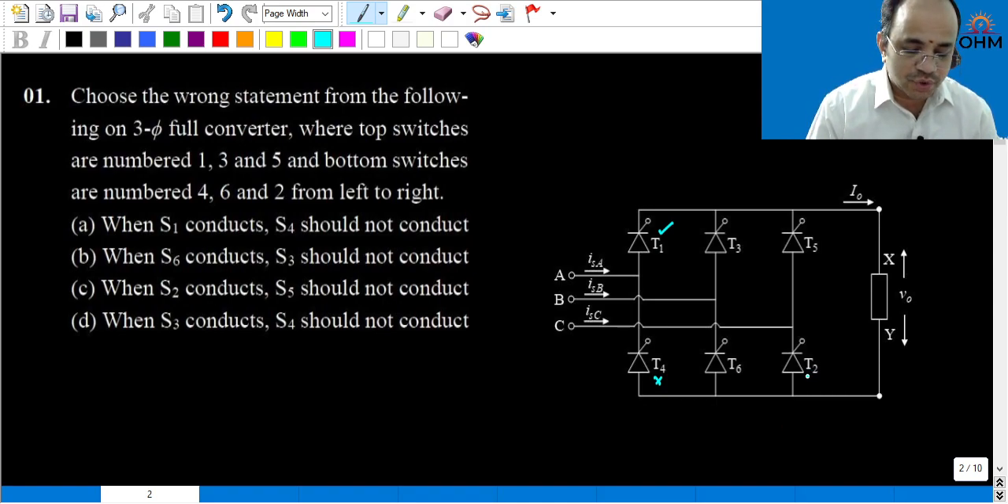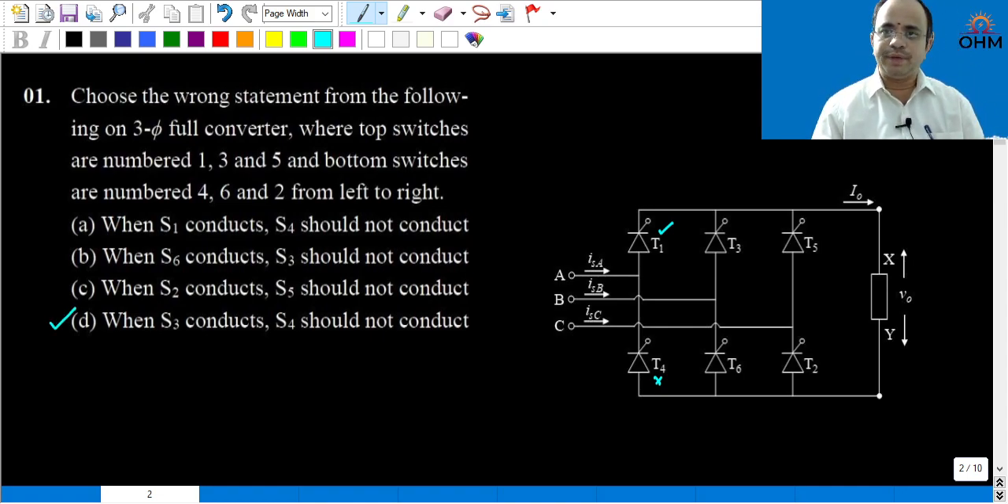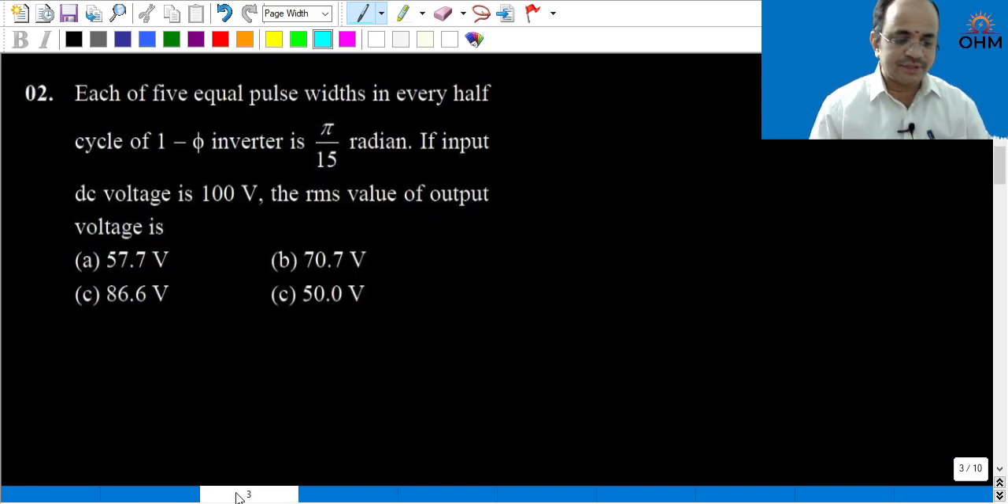So the point is, any two devices in one vertical arrangement will not conduct simultaneously. When S2 is conducting, S5 should not conduct, so that is also correct. When S3 is conducting, S4 should not conduct, so this is a wrong statement. Therefore for this question, the answer is option D. Now let us move to the next question.